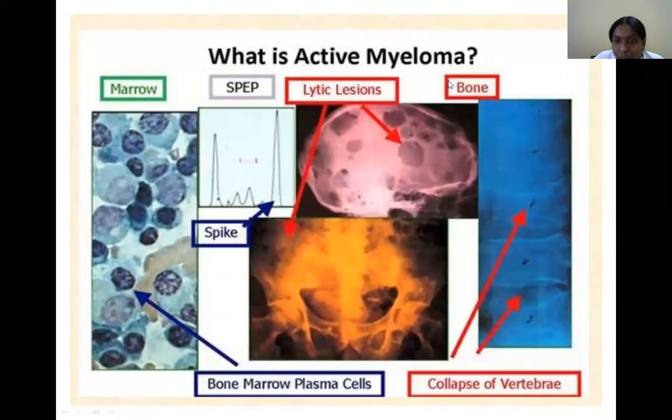What is active myeloma? On bone marrow examination, there is a large number of abnormal plasma cells. In the electrophoretic pattern, gamma globulins are replaced by the M band. The M band is the multiple myeloma band, with the presence of an M spike here. When we open the skull, there are button-like lytic lesions, and here is the collapse of a vertebra.